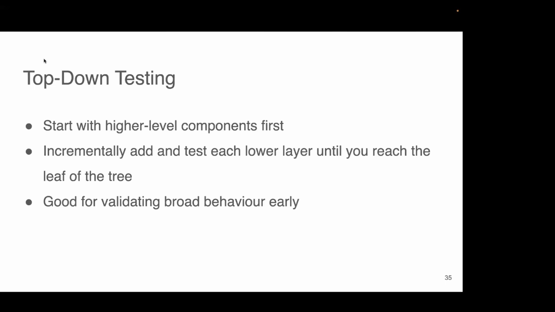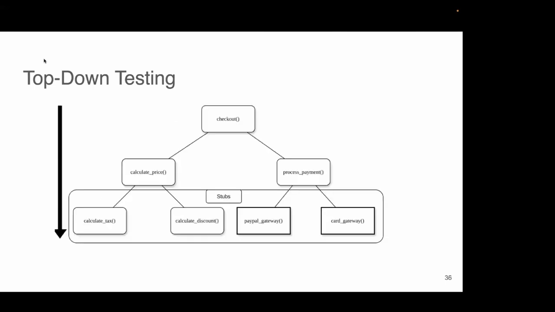But top-down testing is good for validating raw behavior of your function or your software, making sure that it's generally doing the right thing. So for example, maybe you're doing online shopping, buying another thing that you don't need. And this is a checkout function. So you might think of the different things that need to go into the checkout function.